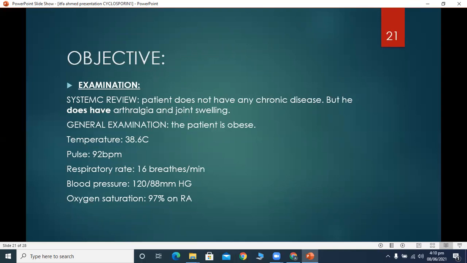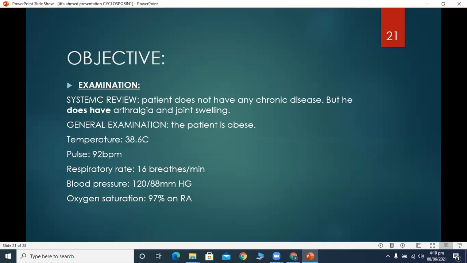First one is systemic, second one is general, and the third one is dermal examination. In the systemic examination, we ask the patient about all his organs, if he has any chronic illness or not, if all his organs are working properly or not, or if he has any underlying condition. So we asked all these questions about his body, and he told us that he doesn't have any chronic diseases or any problem regarding any organ, but he does have arthralgia and joint swelling.